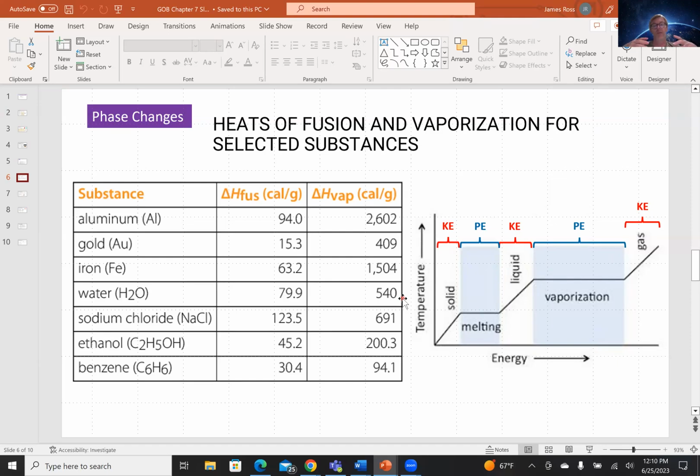The reason why the enthalpy of vaporization is much larger is that we have to completely separate molecules from each other, and this requires a lot more energy than just allowing them to slip past each other. We've got to completely remove them from each other at greater distances, and this requires more energy. And you can see this general trend for the vaporization heats versus the fusion heats.